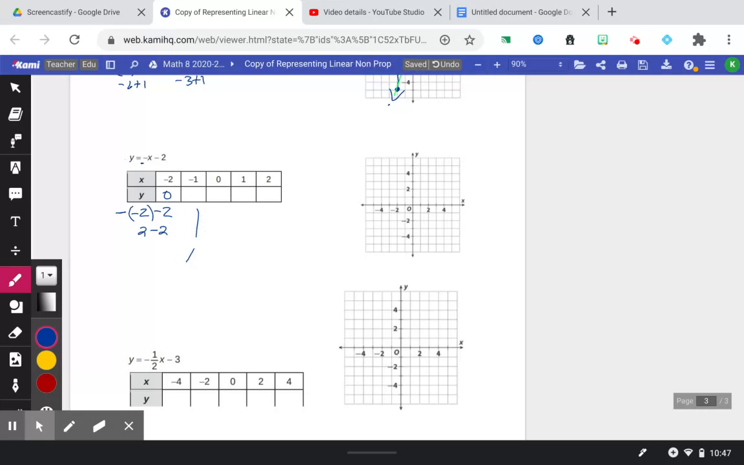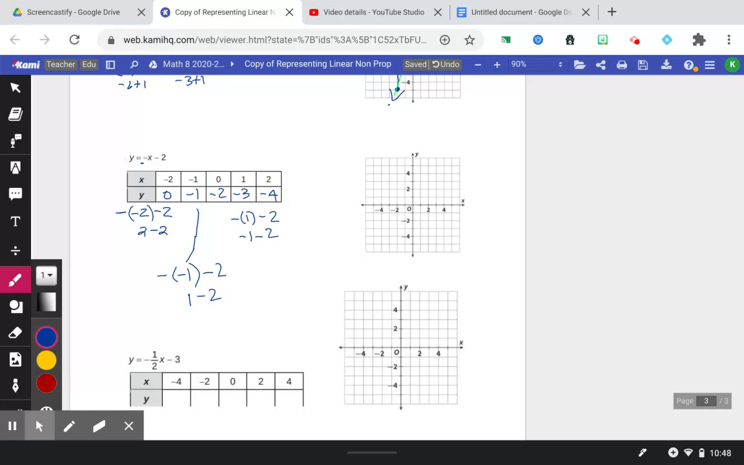Okay, negative 1. So negative is part of the equation. I'm plugging negative 1 in for my x value, minus 2. Again, I have the double negative, so that equals positive 1, and 1 minus 2, I get negative 1. Negative 0 minus 2, that's just going to be negative 2. And then here I have negative as part of the equation. I'm substituting in positive 1 for x, minus 2. So this is really saying negative 1 minus 2, I get negative 3. And then negative 2 minus 2 would be negative 4.